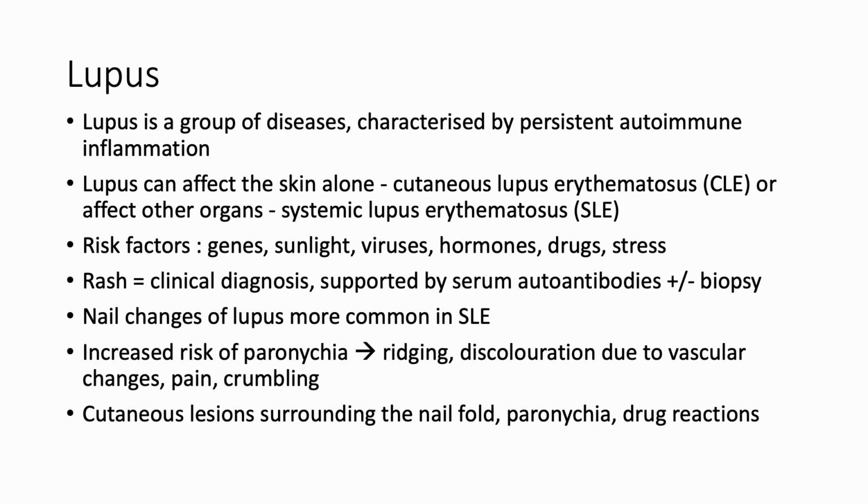Nail changes in lupus are more common in SLE than cutaneous erythematosus. The nail changes include cutaneous lesions surrounding the nail fold and the digits, prominent capillaries around the nail fold, lupus lesions around the nail bed causing paronychia, leading to ridging and splitting, discoloration due to vascular changes, pain and crumbling of the nail. It is also important to note that medications used in SLE can also cause nail changes, and many patients will be taking immune suppression and will therefore be at increased risk of fungal infections.